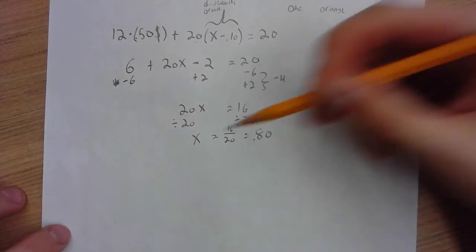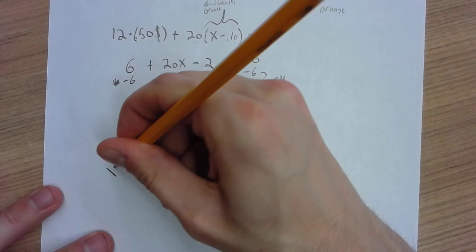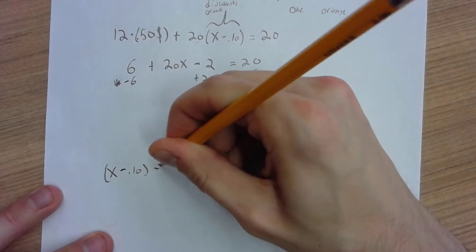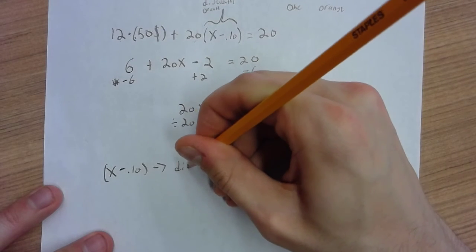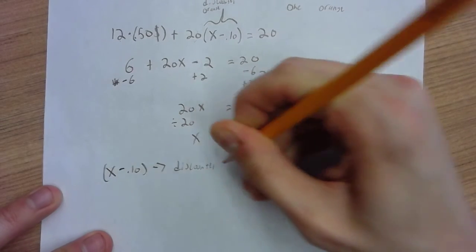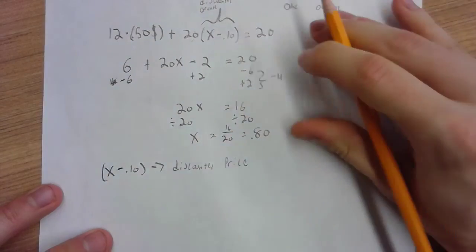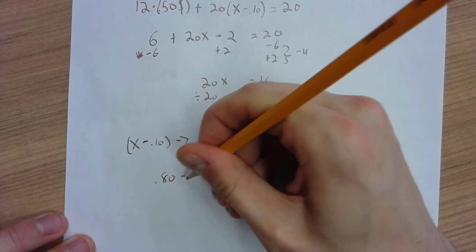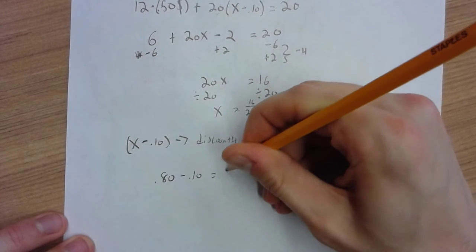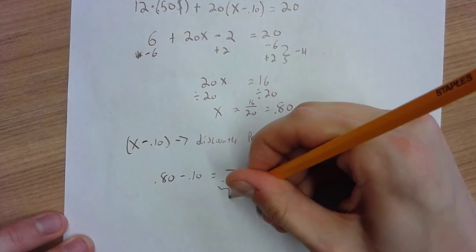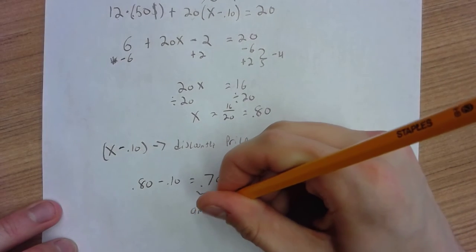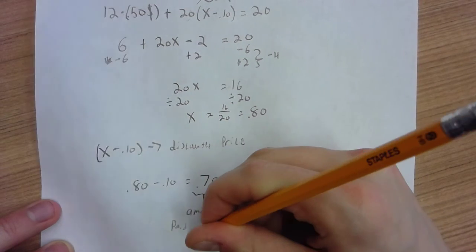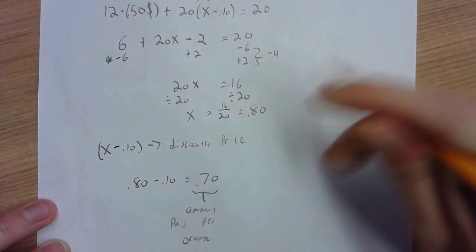And now as a little bonus, what if we wanted to know how much Diane paid for each orange? We know that the original cost was 80 cents, and we know that x minus 0.10 equals our discounted price. So to find that out, if we simply put 80 cents into this equation minus 0.10, that means she paid 70 cents per orange. And there you have it.